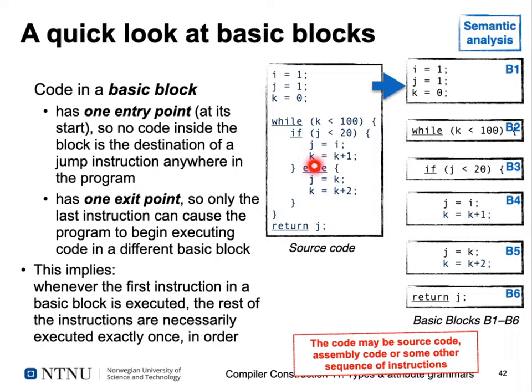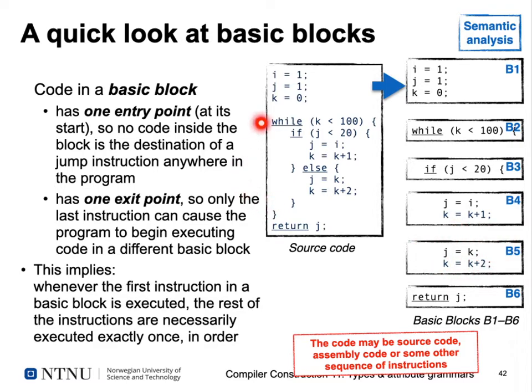So the next two instructions are just expressions that are assigned to variables here, so they form a basic block, we don't jump anywhere. Then we have the else, so we would jump at the end of this basic block over here, and then jump up here again. So j equals k, and the next instruction k equals k plus 2 are yet another basic block, b5.